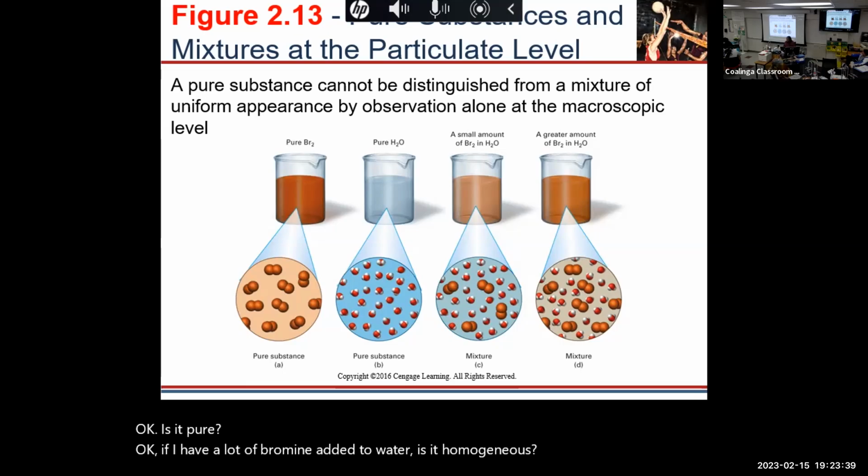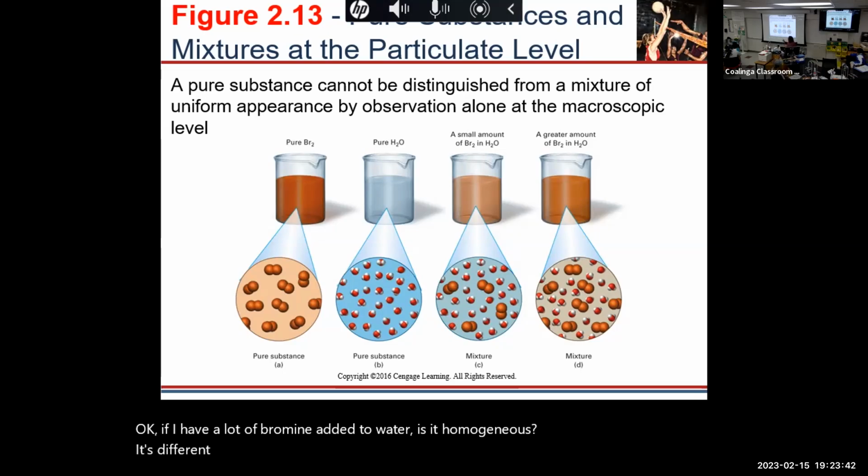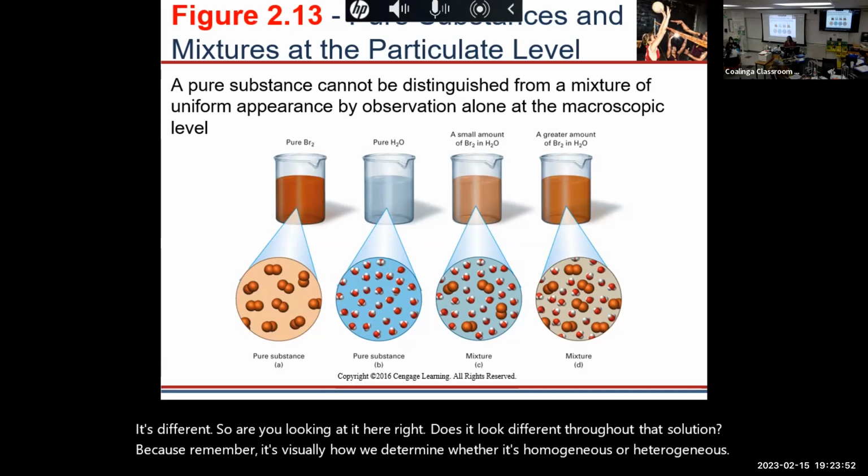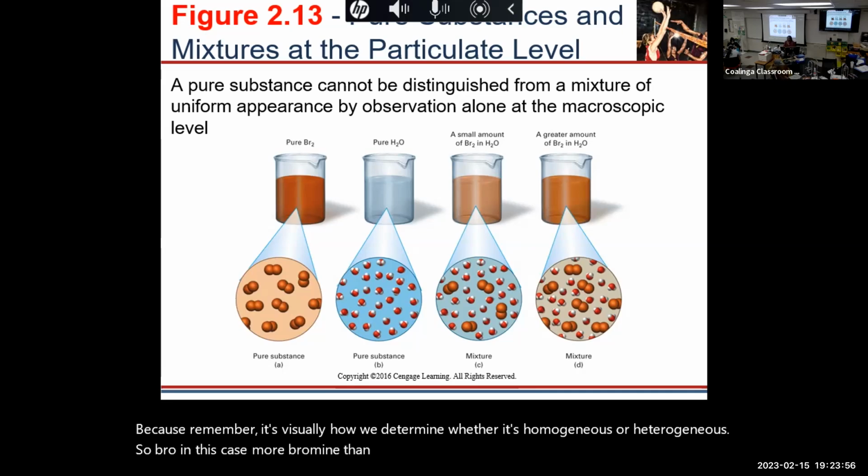It's different. So are you looking at it here? Does it look different throughout that solution? Because remember, it's visually how we determine whether it's homogeneous or heterogeneous. You have more rum than water. So in this case, more bromine than water. If I'm adding more bromine than water, doesn't it still look exactly the same throughout?